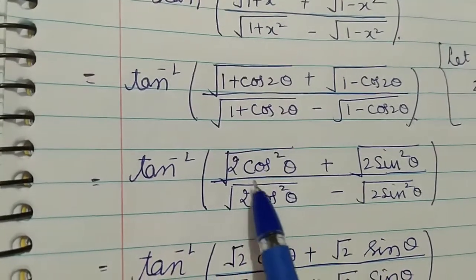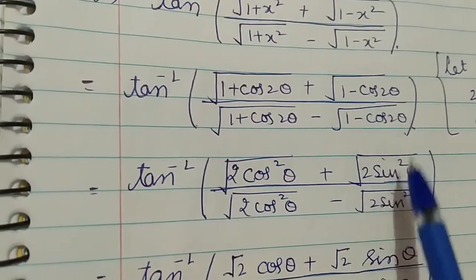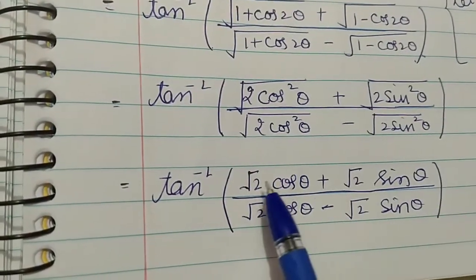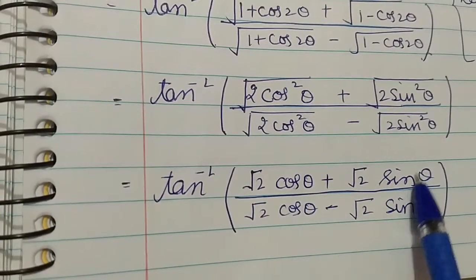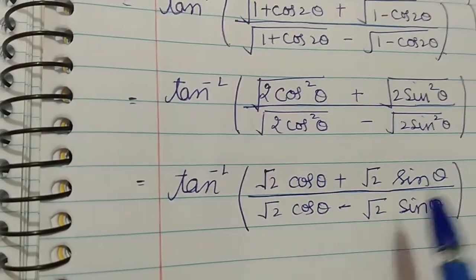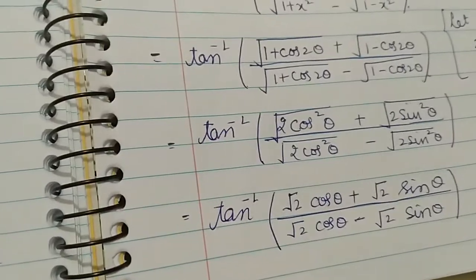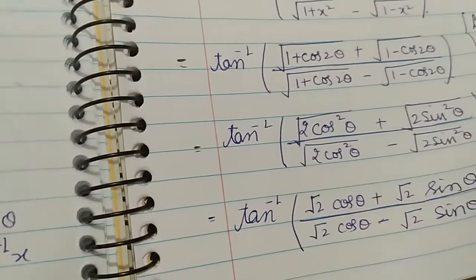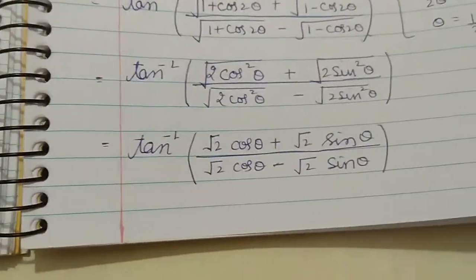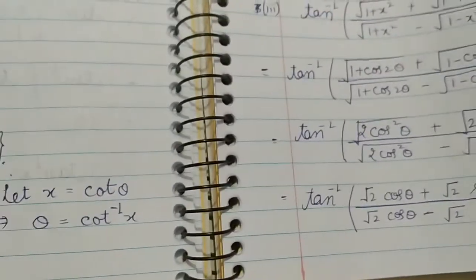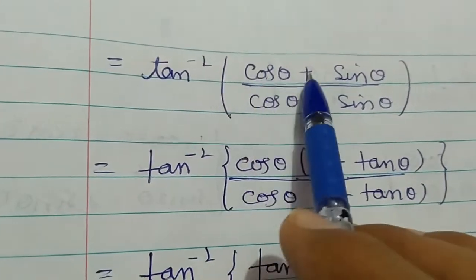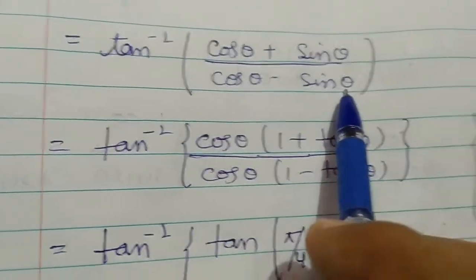We know that 1 plus cos 2 theta equals 2 cos square theta, and 1 minus cos 2 theta equals 2 sin square theta. After simplifying, we get (root 2 cos theta plus root 2 sin theta) whole divided by (root 2 cos theta minus root 2 sin theta). Root 2 cancels out from both numerator and denominator, and we get tan inverse of (cos theta plus sin theta) divided by (cos theta minus sin theta).